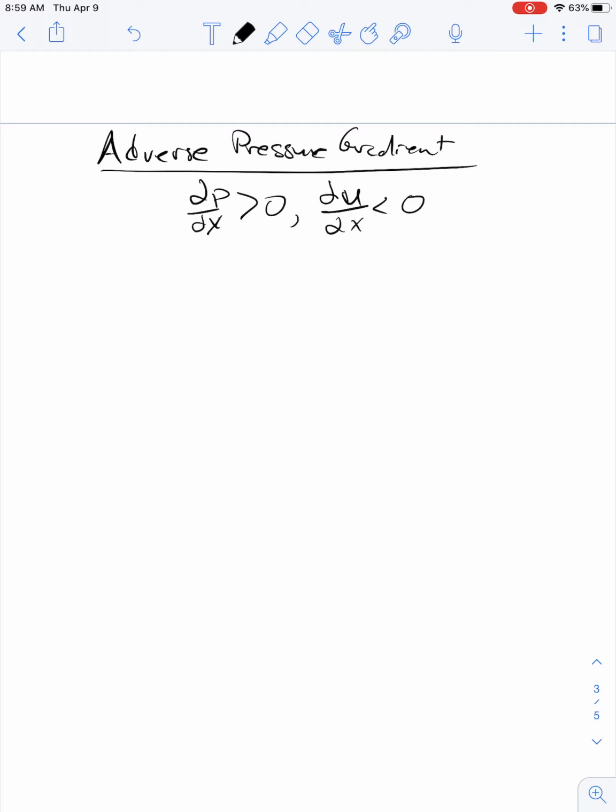Okay, so what does this look like? Let's look at our velocity profile, u versus y. The flow is decelerating, and it's going to start to look a little bit like this. Maybe I'll redraw it one more time just to emphasize it's coming in and doing this kind of a thing.